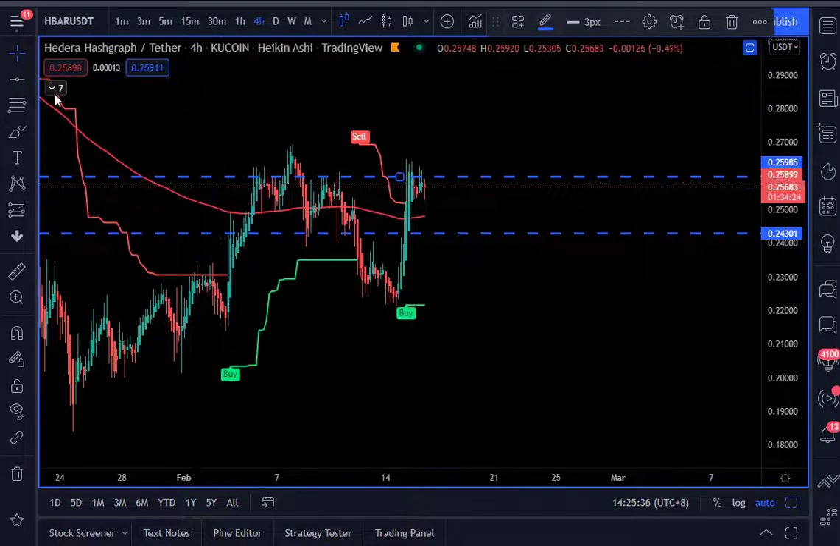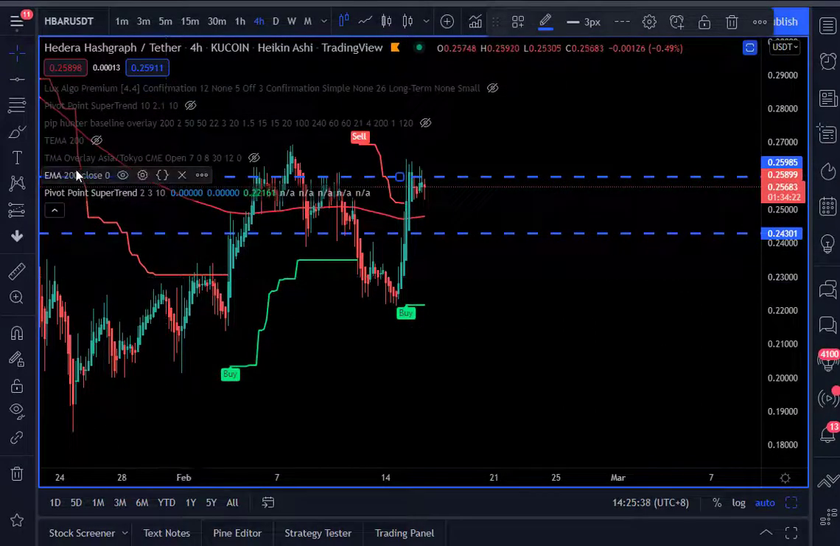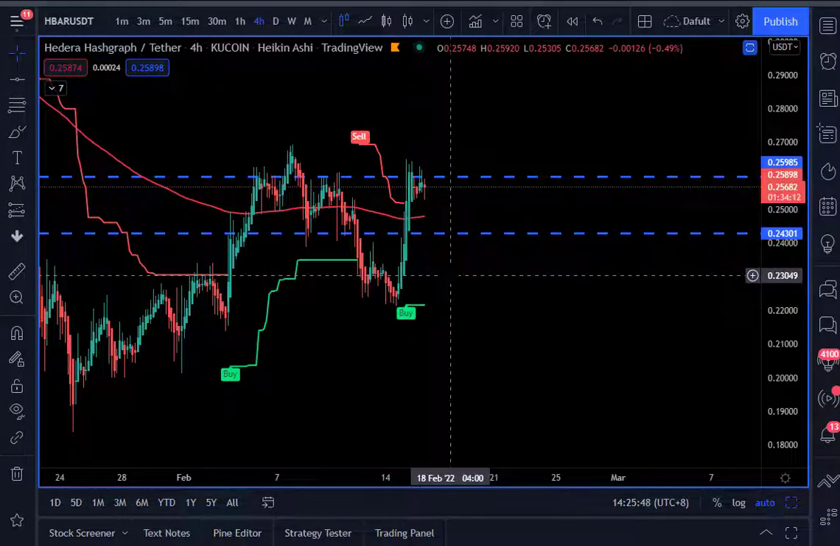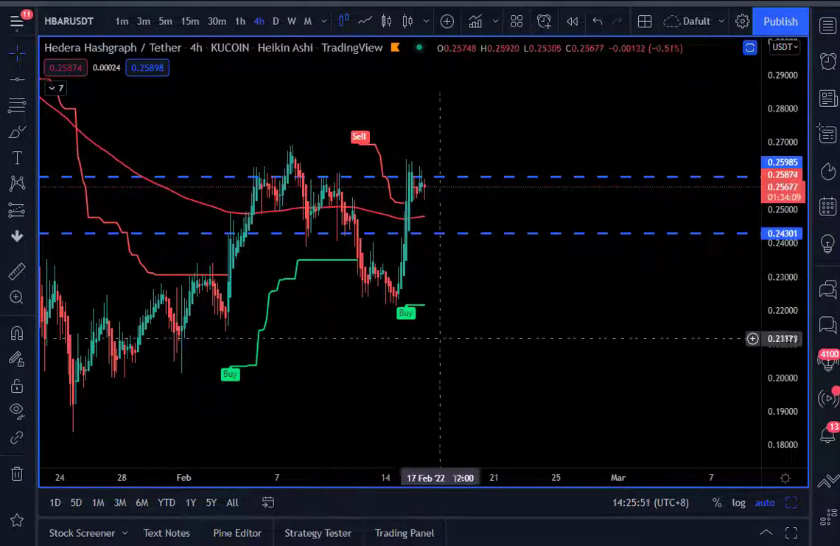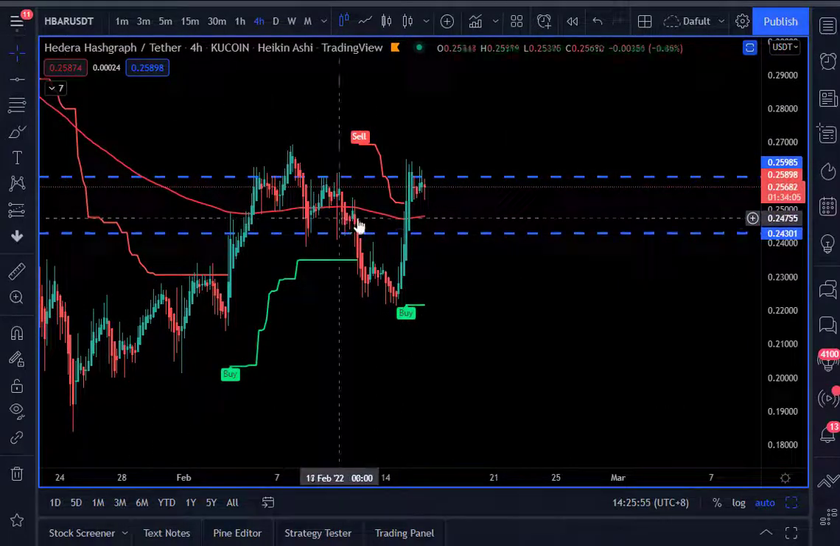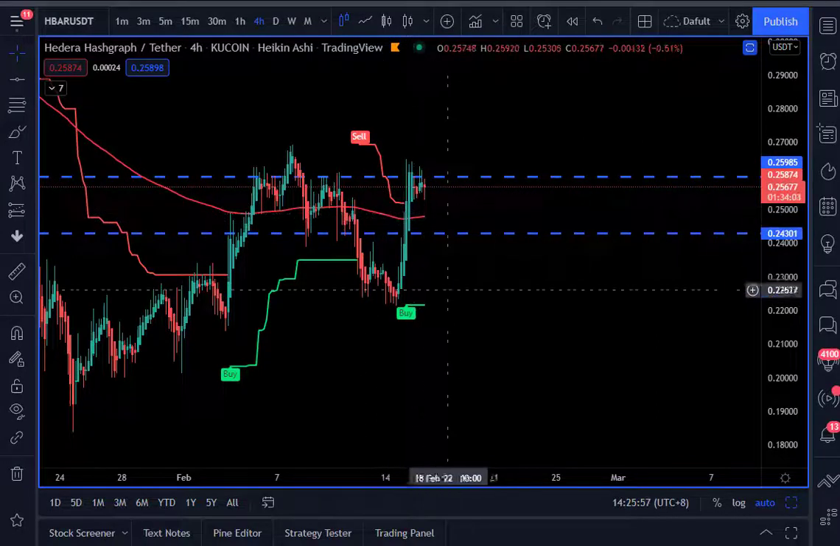Before I start, normally I recommend people to use two indicators. I use the EMA 200 and the pivot point super trend. I talk about that on my YouTube channel, you can check it out as well. Basically, the super trend is this one. It tells you when to sell and when to buy. And this red line that you see here, that is the EMA 200.